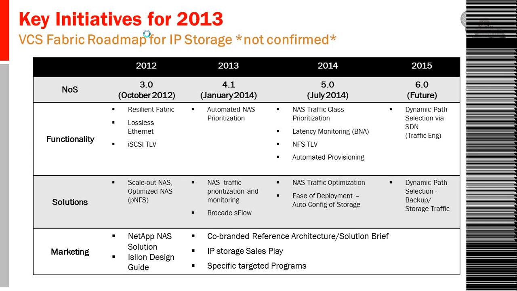So NAS traffic class prioritization. The whole idea is being able to do packet inspection, understand what type of traffic we have there, and at least automatically give automatic prioritization to that type of traffic. You can see NFS TLV is there, so I don't have more information at the moment on that. That is just roadmap, but understanding how we've done iSCSI TLV, it's probably easy to at least assume how that might work with NFS TLV.